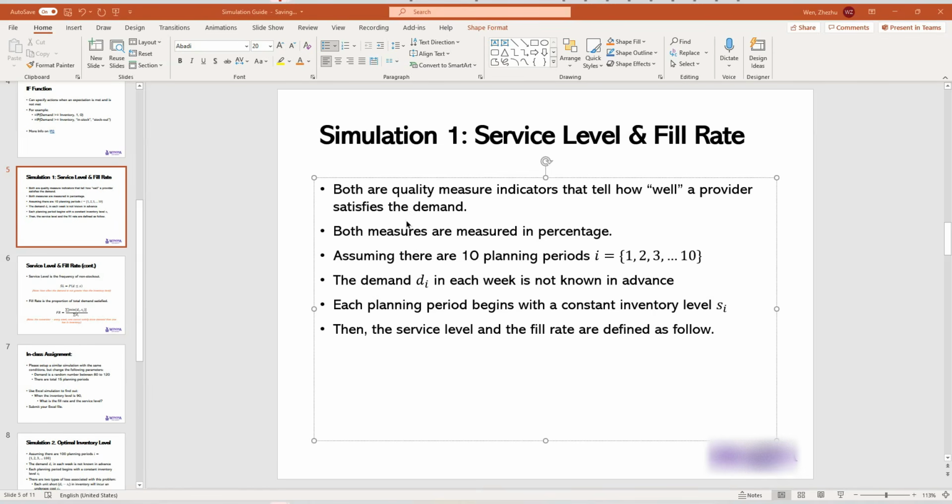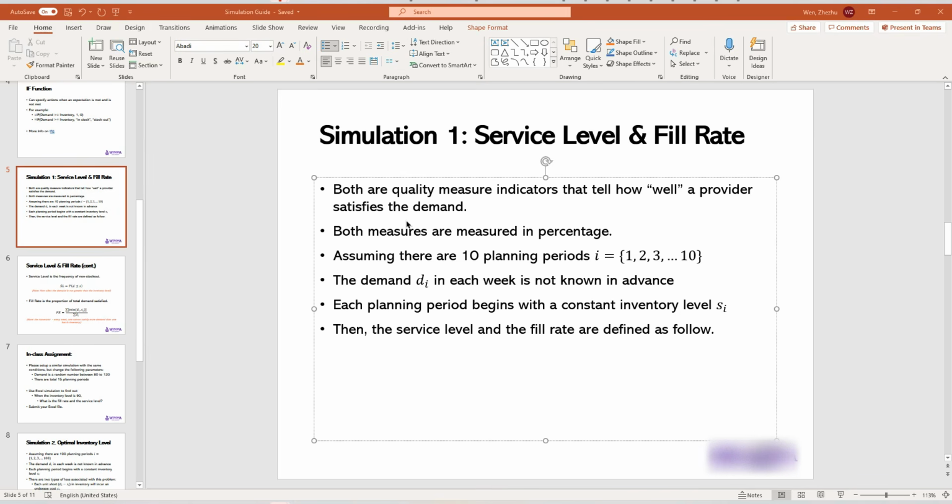Okay, this is the first simulation. This simulation is being used to demonstrate the idea of service level and fill rate. I think the Excel simulation is the best way to explain this very abstract concept. People also get confused all the time because those are closely related to each other. Both are quality measure indicators that tell how well a provider satisfies the demand.